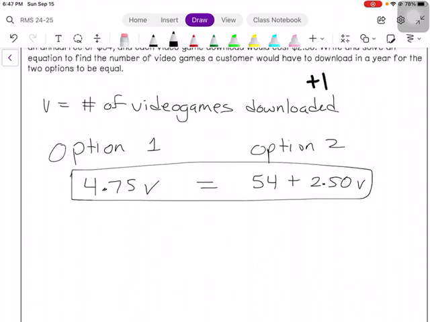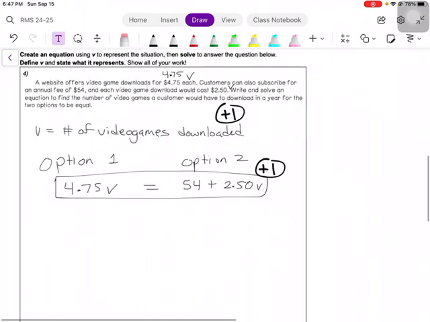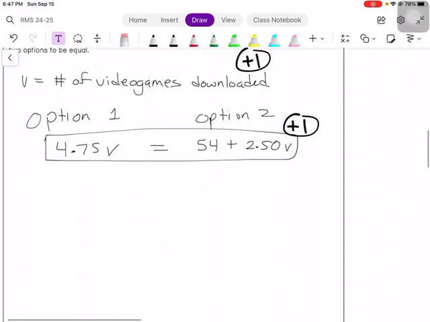So you got 1 point for telling me what V stood for. You got 1 point for creating the correct equation. Right here, this was the equation. There's my 2 options laid out and set equal. But you also got 2 points for solving this correctly. So now I'm going to go ahead and rewrite this and solve it.